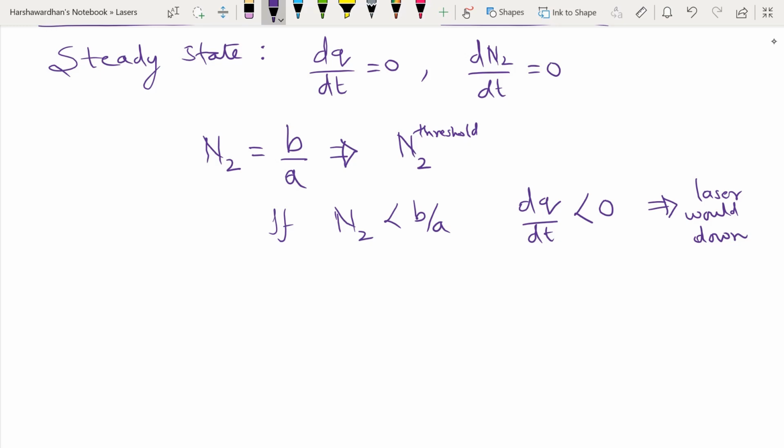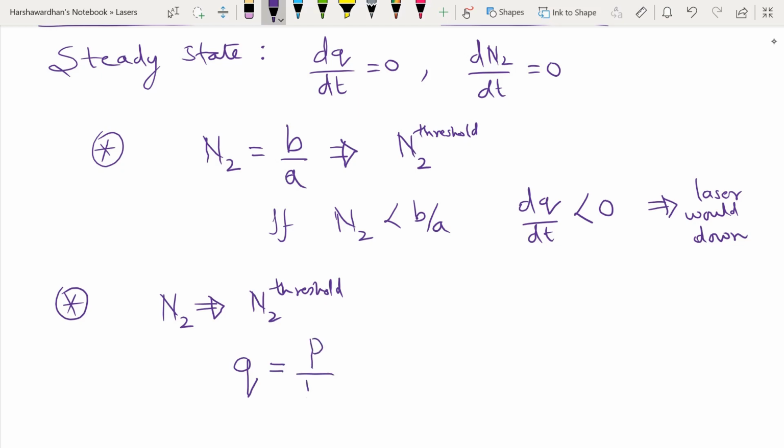This is what happens when we put the steady state condition in the first equation. Now let's put the steady state condition in the second equation. In that case, remember that we are taking the steady state for both of these quantities, so I will also put in the N2 value as the N2 threshold value and rearrange my second equation. You can do this, and with a little algebra you will see that Q happens to be equal to P by B minus F by A.